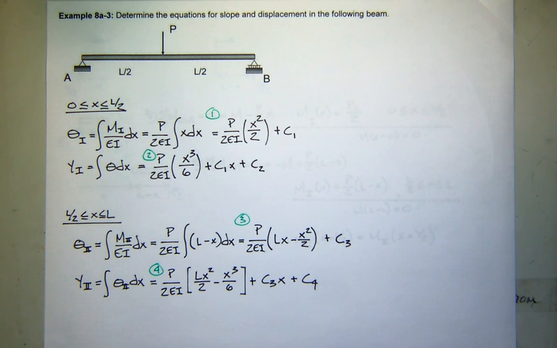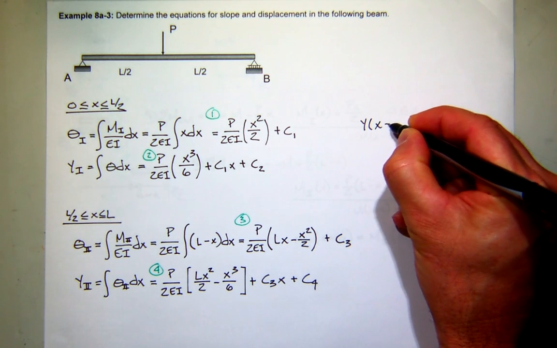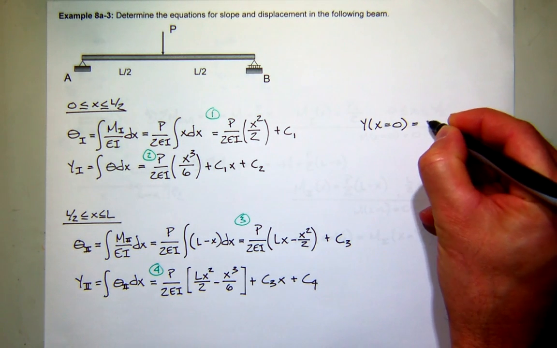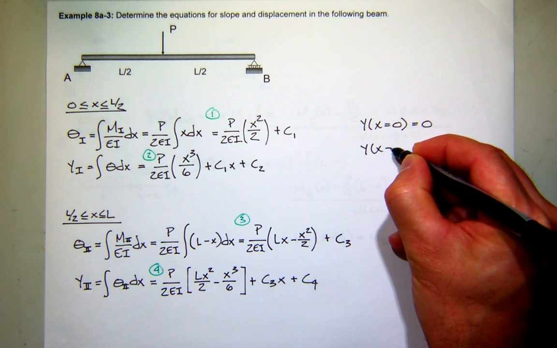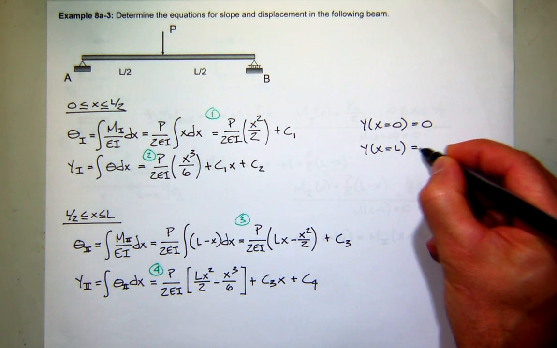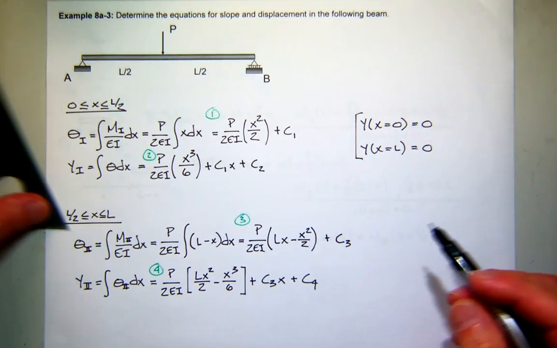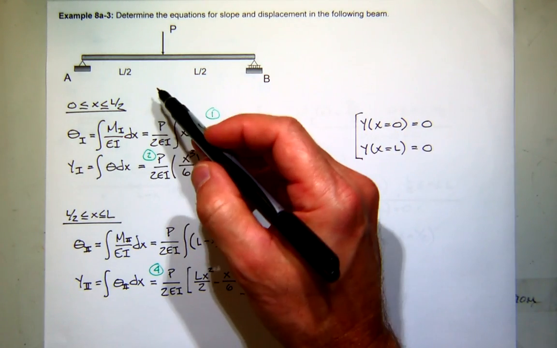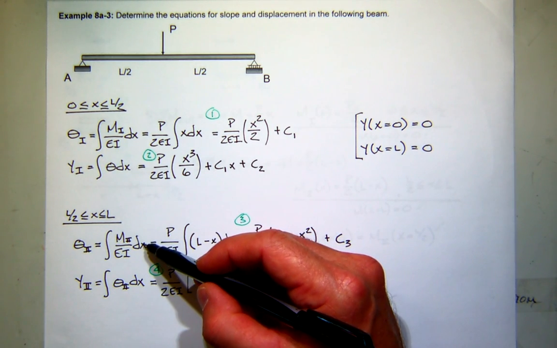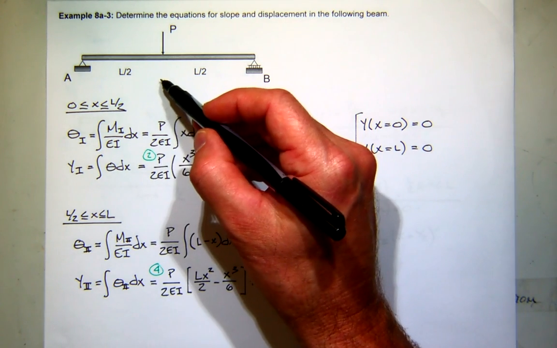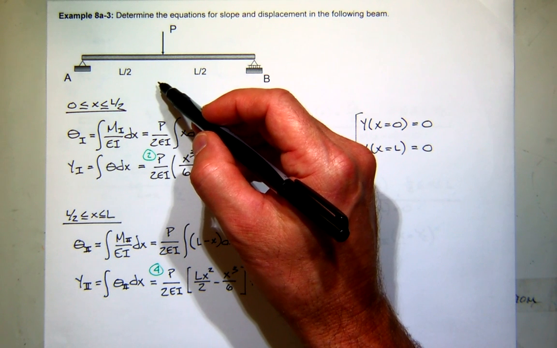What are my four conditions? Well, I know that the displacement at x equals 0 is 0. I know the displacement at x equals L is 0. Those are the two that we know for sure from our conditions. Now for this particular problem, I know that the slope in 1 and the slope in 2 at L over 2 are 0. Again, that's only for this problem. In general, that won't work.